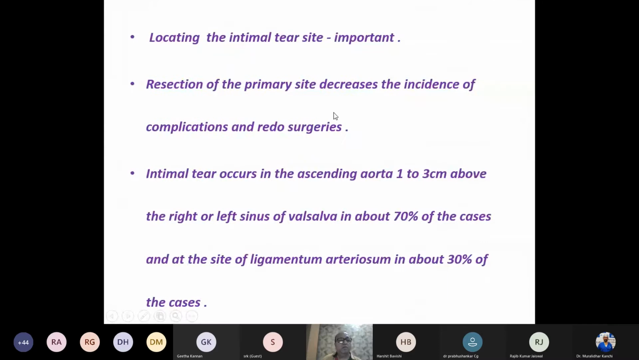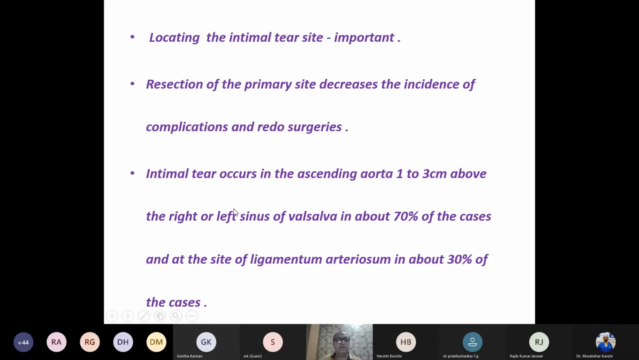Now, what is our job in doing a transesophageal echo? First thing is we have to locate the intimal tear site. From where is it arising? Because we have to plug the origin of the intimal tear to prevent further extension of the dissection flap. And we have to resect the primary site, thereby decreasing the incidence of complications and redo surgeries.